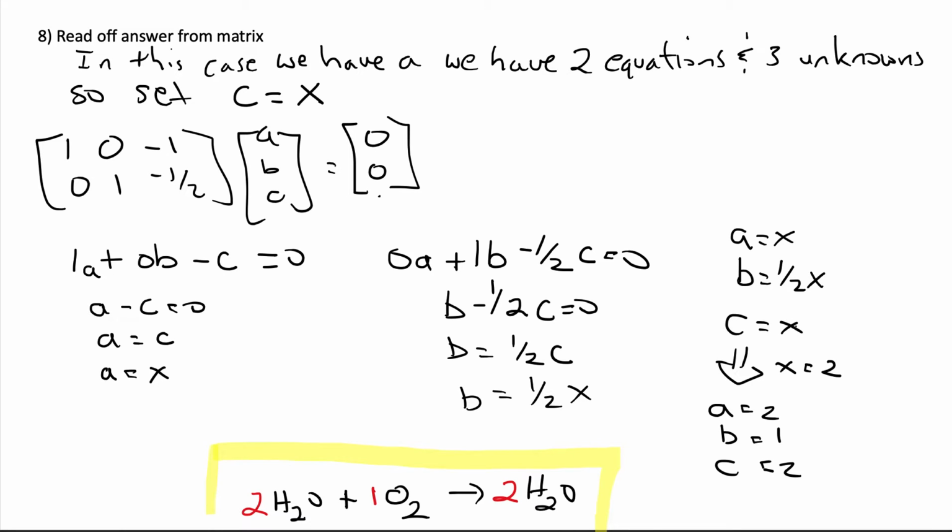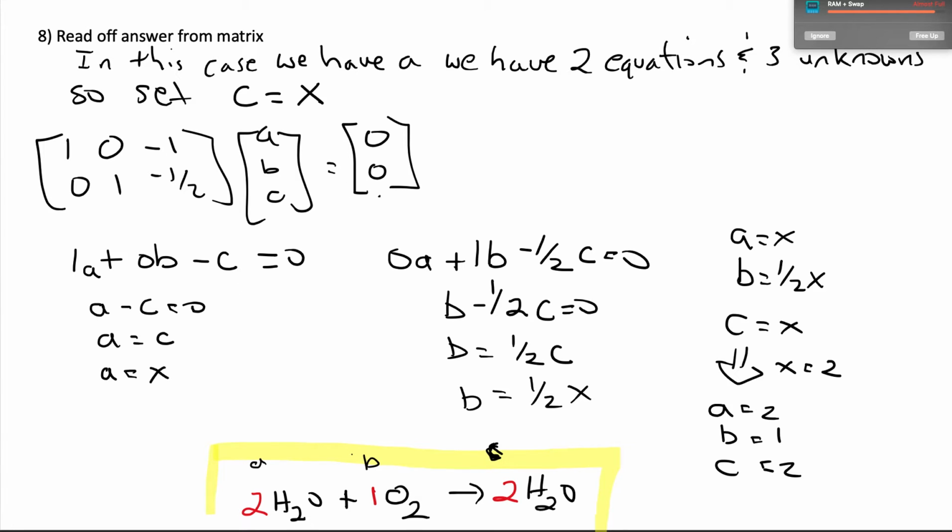And now we say, okay, what can I make x so that there is no fraction? What is the smallest number that I can make x so there's no fractions? 2, because 1/2 times 2 will be equal to 1. So I say x equals 2. So that means a is equal to 2, b is equal to 1, and c is equal to 2. And there's your final equation. So we say this is a is equal to 2, b is equal to 1, c is equal to 2, and our equation is a balance. And that's pretty trivial, and that was a lot of work to do just for a trivial case.